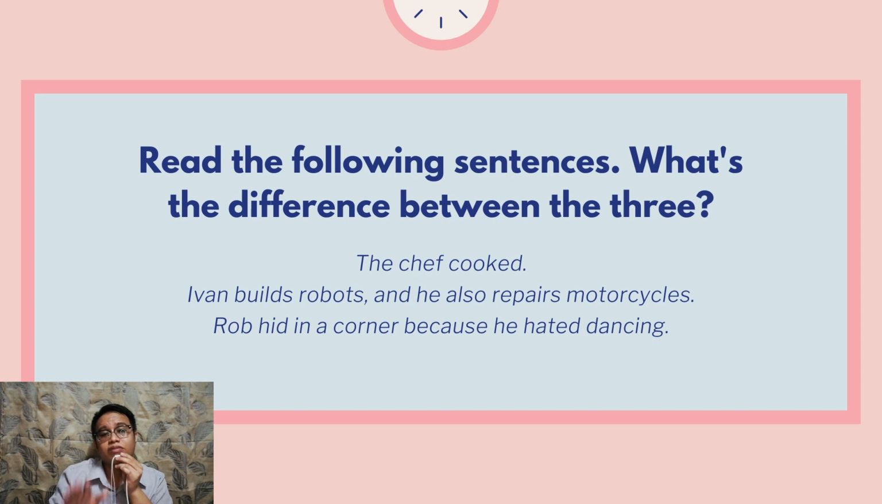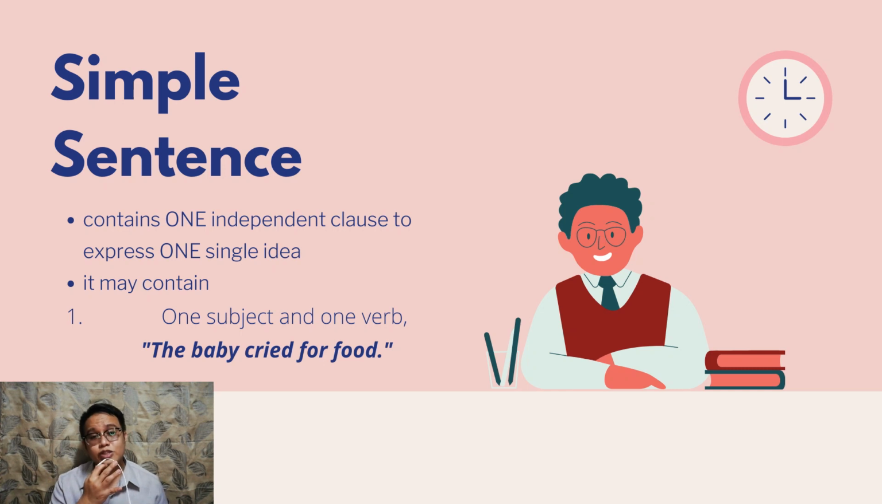Now I know some of you have already had this lesson when you were in elementary. This will be just a review for you. Okay? Now let's go to the simple sentence. A simple sentence contains one independent clause to express one single idea. Again, usa ra gyud siya ka independent clause. Remember our topic the last time about independent clause? Di ba, ang independent clause has subject and verb.